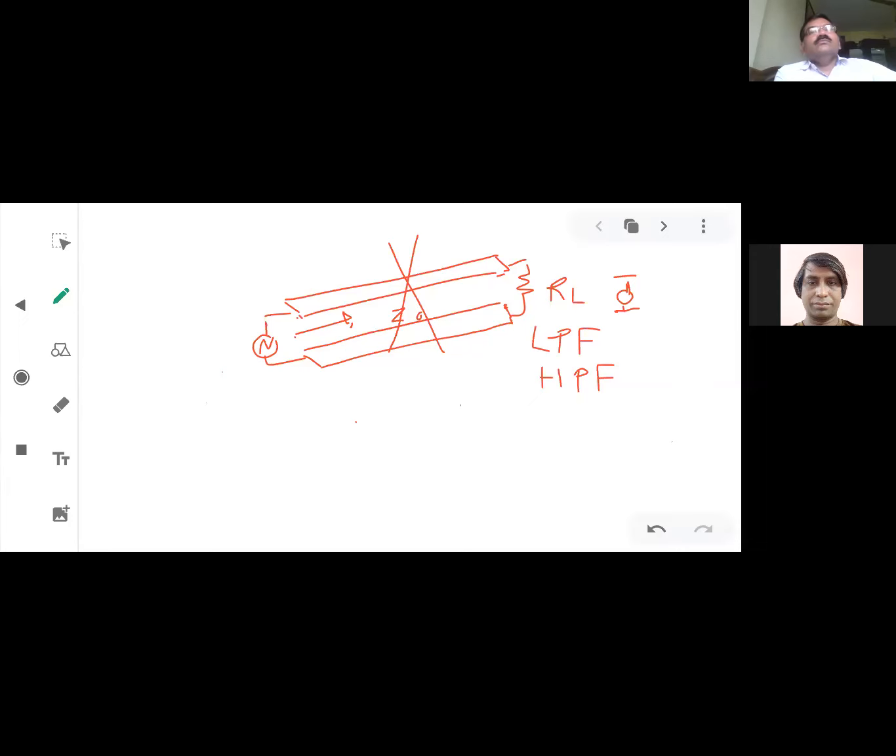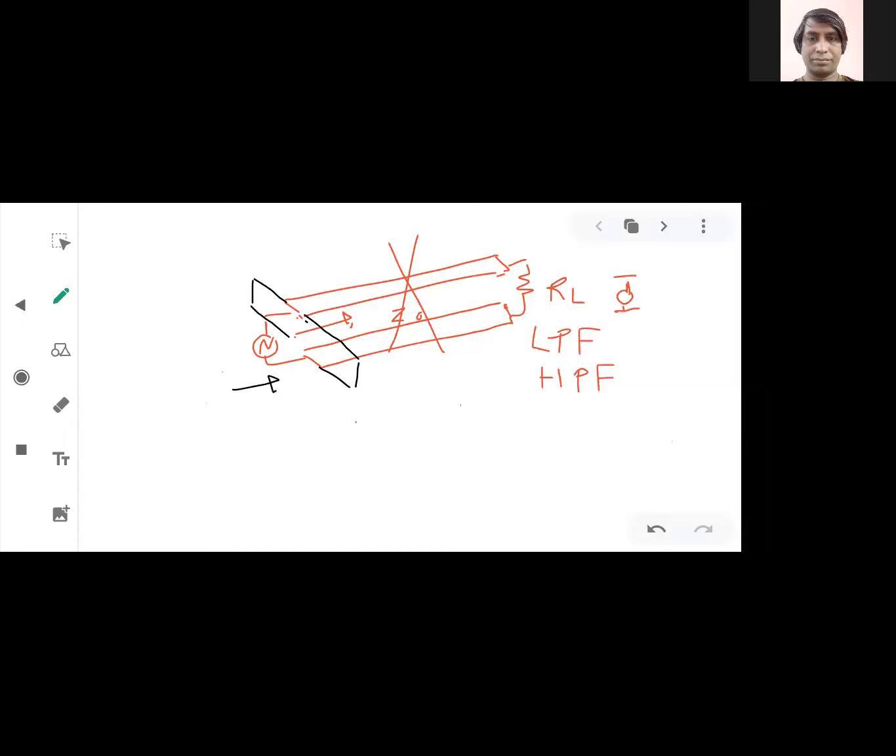Now I will short the upper conductor and the lower conductor with the help of a thin wire like this. And on the other side also, I will do the same thing like this. If I look at it from the front side, then the structure will look like this.